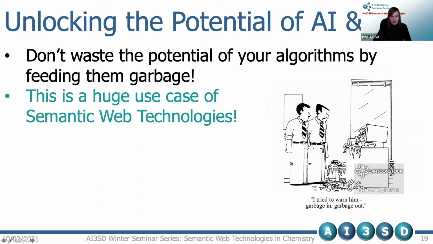The final one is, I believe that semantics will play a really big part in allowing us to unlock the potential of AI and machine learning. We all know the saying garbage in, garbage out. It doesn't matter how beautiful your algorithm is. If you give it garbage data, you won't get any good results. Feeding your algorithm beautiful, semantically rich data has much greater potential.